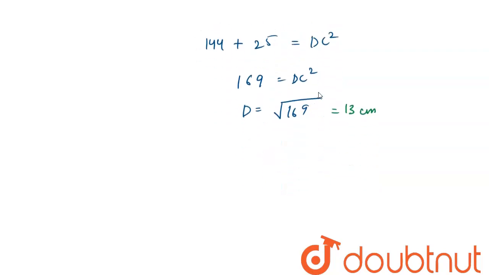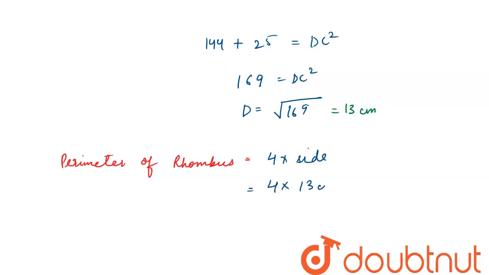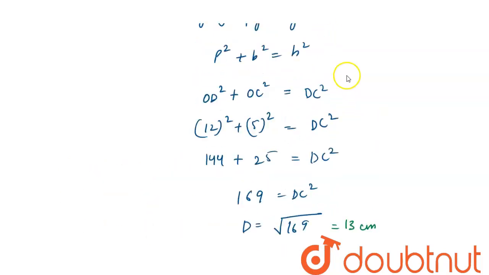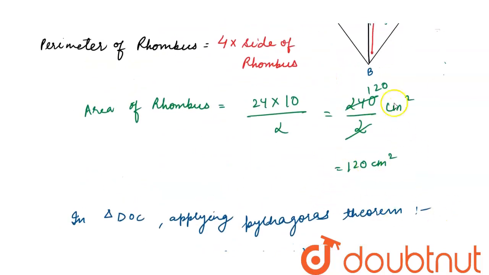Okay, so now we need to find the perimeter of the rhombus. So perimeter of rhombus will be 4 into side of rhombus. So here we have 4 and side of rhombus is 13 centimeter. So 4 into 13 is 52. Okay, so we got perimeter of rhombus which is 52 centimeter and area of rhombus, that we have found, 120 centimeter square.